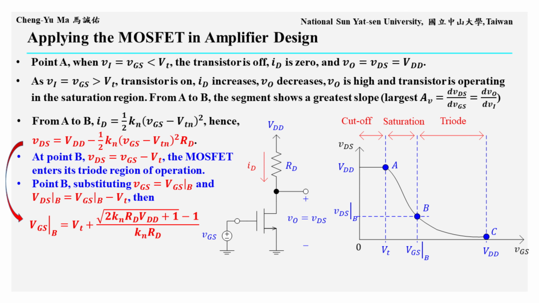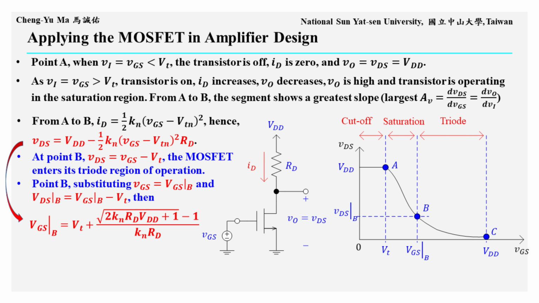At operating point B, the MOSFET is at the boundary between the triode region and the saturation region. At this boundary, VDS equals VOV, which is VGS minus VT. Therefore, VDS at point B equals VGS at point B minus VT. Also, VDS equals VDD minus 1/2 Kn times the square of VGS minus VT times RD. Substituting the boundary condition gives the expression for VGS at point B.